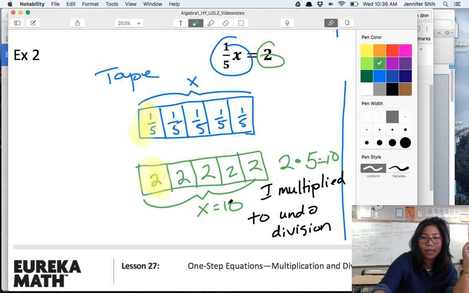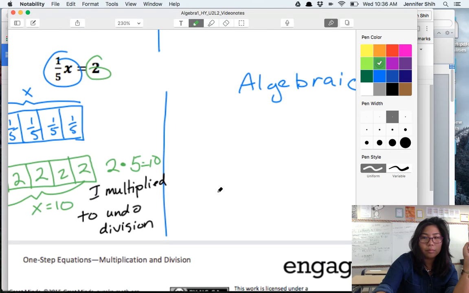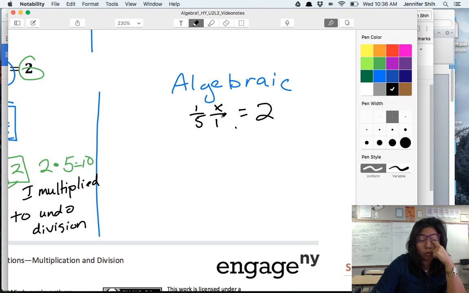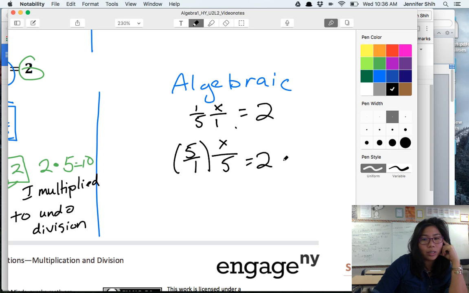Let's try this algebraically. Okay, algebraically we have 1/5 x equals 2. X also has an invisible 1 underneath it, which is good. Now, how do we isolate x? If this is x divided by 5 is equal to 2, I need to multiply by 5 on both sides. So I'm going to multiply it by 5 over 1 on the left, and I'm going to multiply it by 5 over 1 on the right.